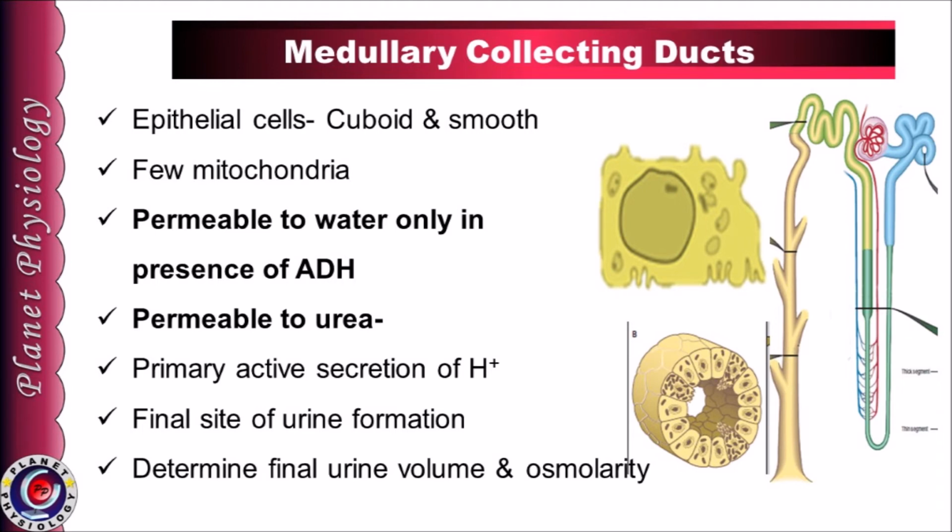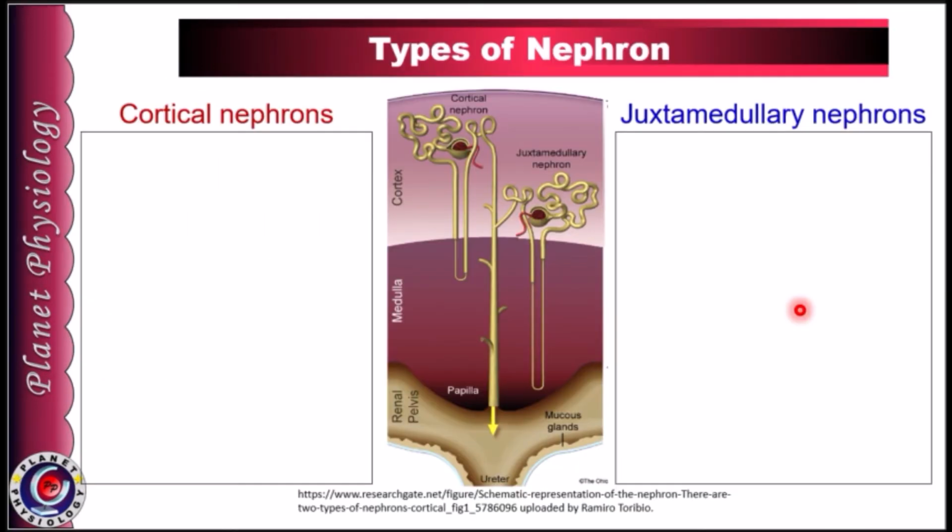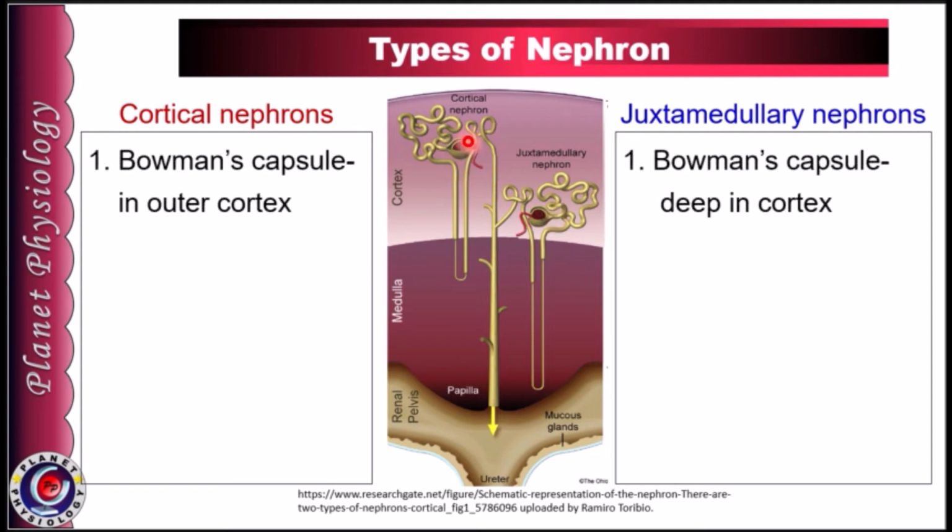Now let us study types of nephron and differences between them. There are two types of nephrons, cortical and juxtamedullary nephrons. As the name suggests, Bowman's capsule of cortical nephrons lies in the outer cortex, whereas that of juxtamedullary nephrons is located in the deeper cortex close to the junction of cortex and medulla, and hence these nephrons are called juxtamedullary nephrons. About 85% of all the nephrons in the kidney are cortical nephrons, while 15% are juxtamedullary nephrons.